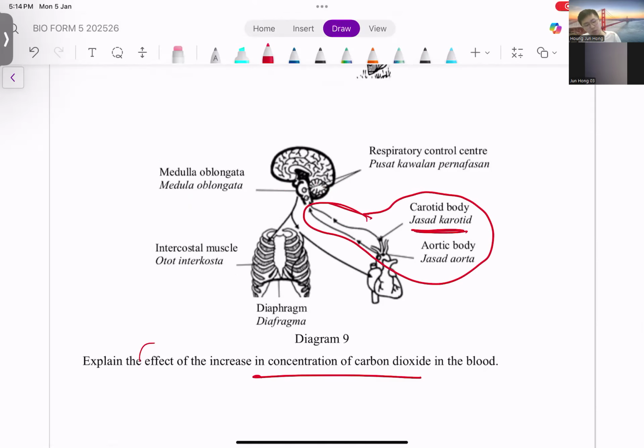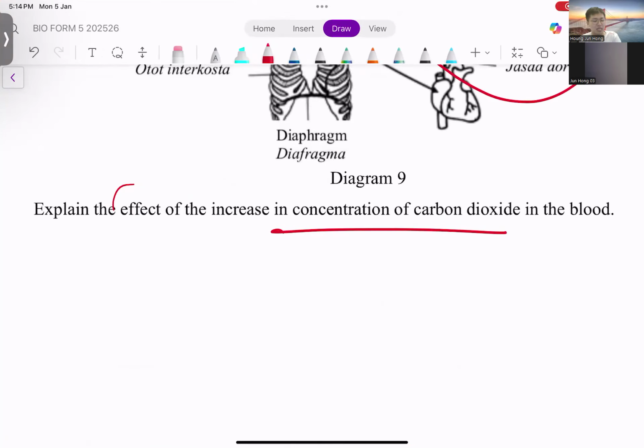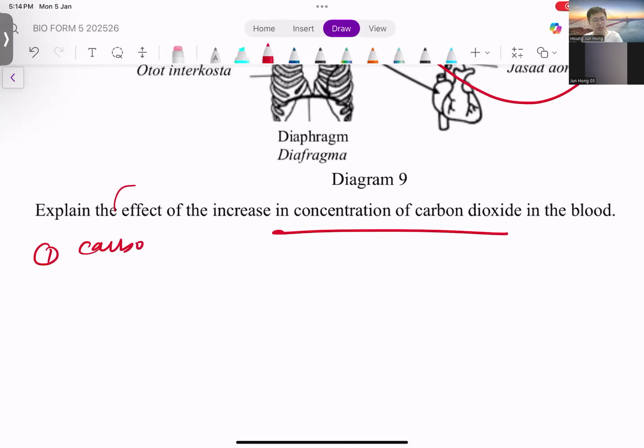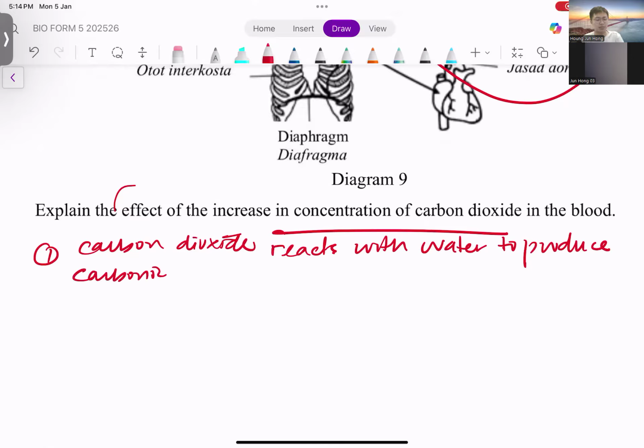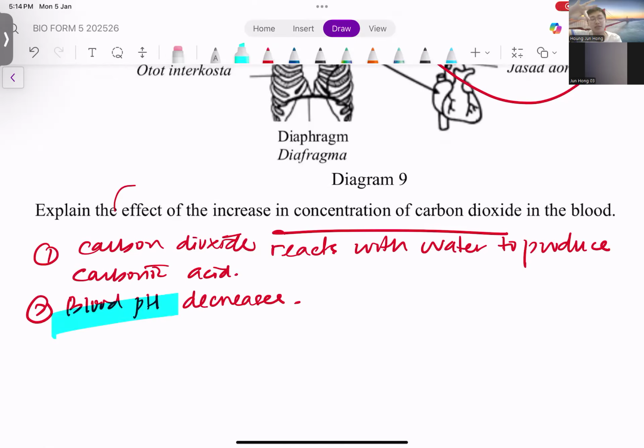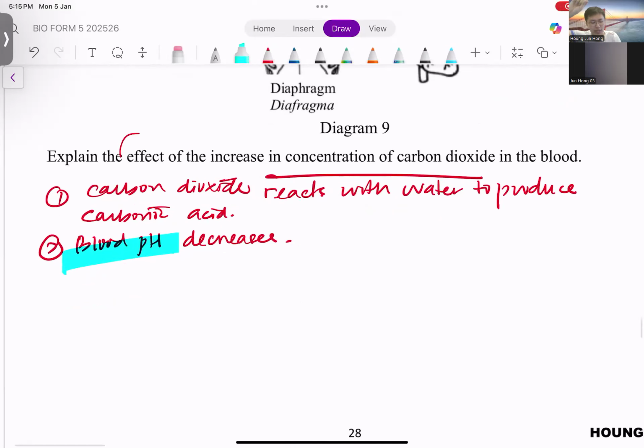So let's start from the very simple one. How can carbon dioxide be detected as a pH? How? Because carbon dioxide reacts with water, that becomes carbonic acid. And so, of course, when you have acid, what do happen? Blood pH decreases. And remember, whatever the question is, oxygen or carbon dioxide, whatever they give you, you should always link it back to blood pH because that is the thing you are detecting, okay? That is the thing that you're actually looking after.